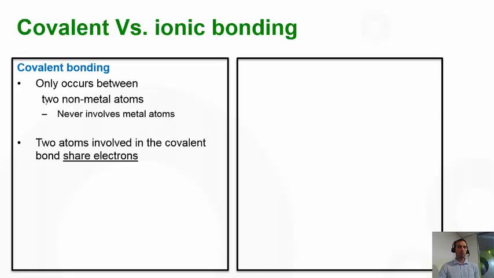So some of the key characteristics of covalent bonding is that it occurs between 2 non-metal atoms. So you'll never have a metal atom within a covalent bond.